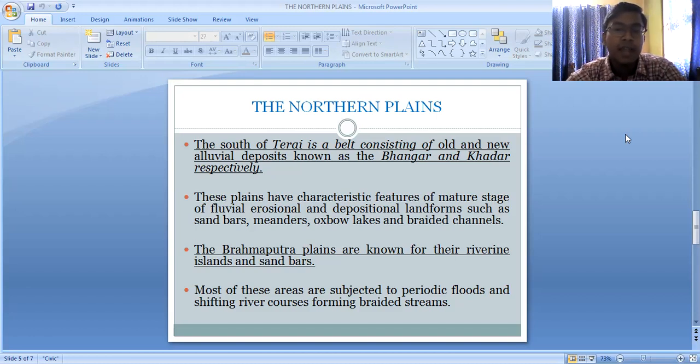Apart from this, an extension of the northern plain is also found in the plain areas of Assam. In the plain areas of Assam, an extension of the northern plain is there, and it is known as the Brahmaputra plain.